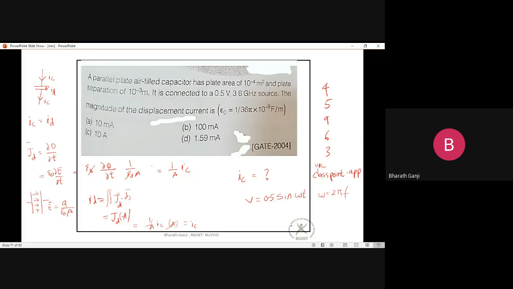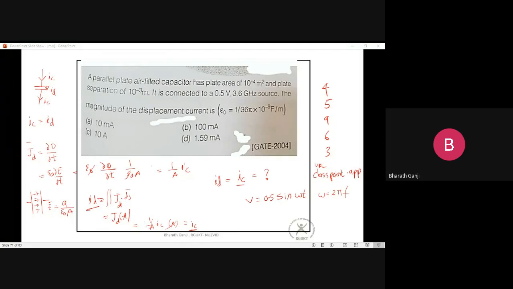Can you post the answer now? Because displacement current is nothing but equal to the conduction current inside a capacitor. What is the expression for current in a capacitor? If you know that, then you can easily get the answer for this question, because IC is equal to ID. What is the expression for IC? C times dV by dt. Yes. Okay, so I will close the submission. Only 10 people have submitted the answer.